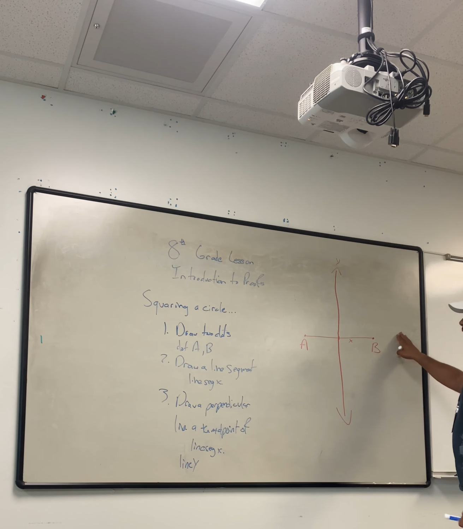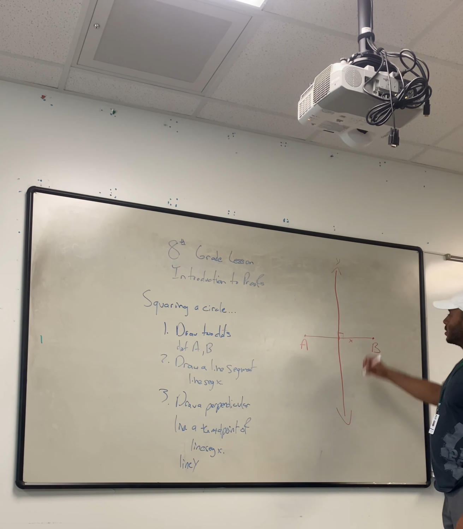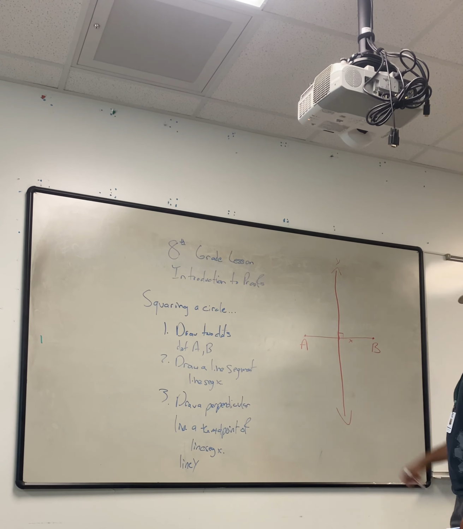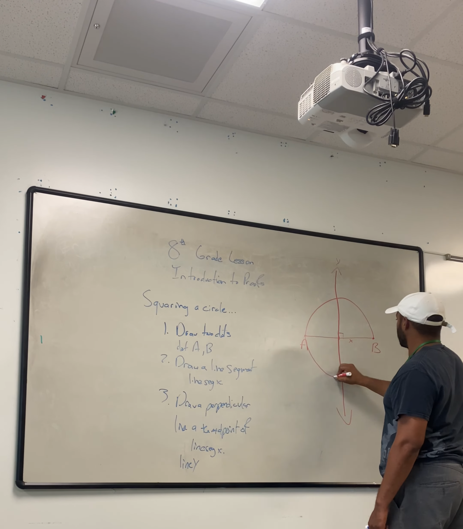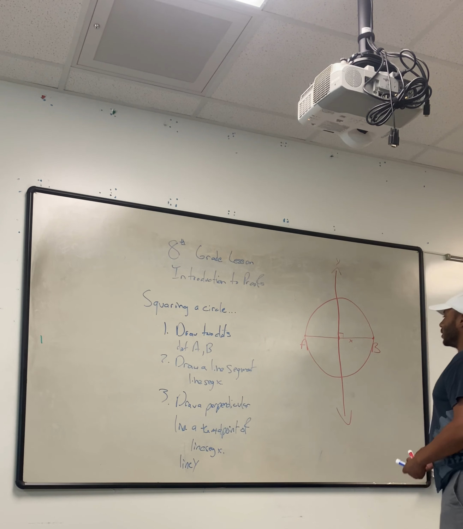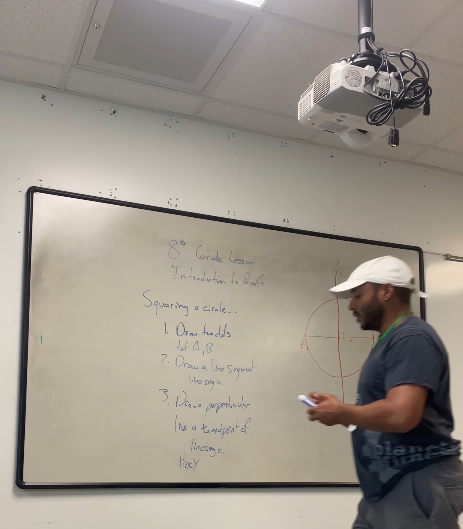Now, we're gonna draw a circle whose origin is the intersection of these two lines, and it has a radius from this intersection to B, or half of line segment X. It's gonna look like this. Nice.